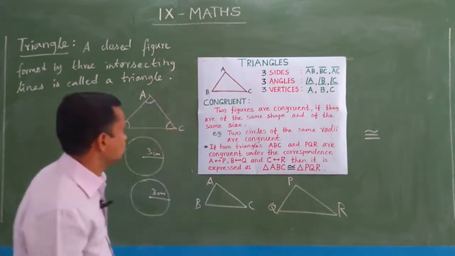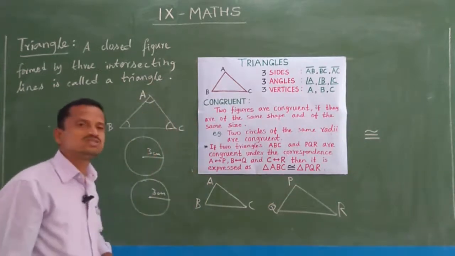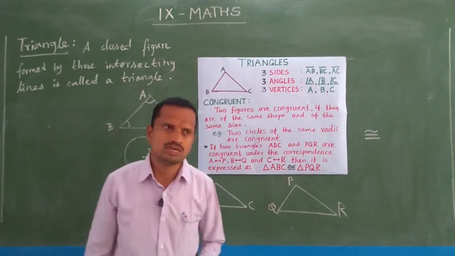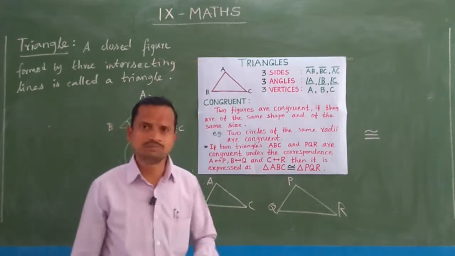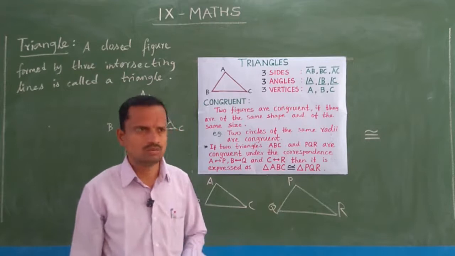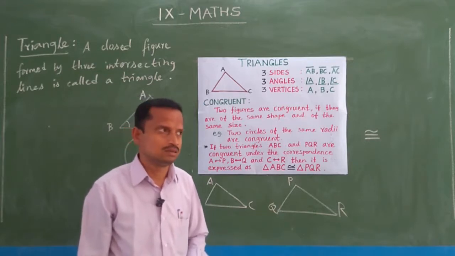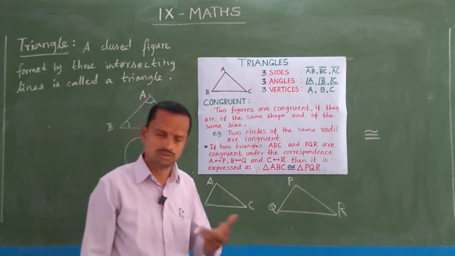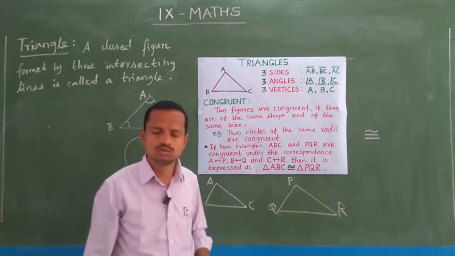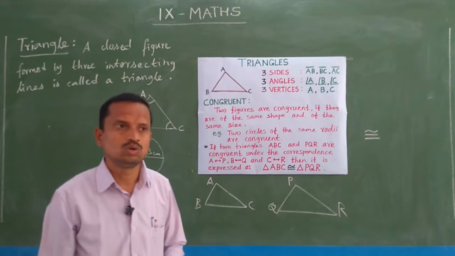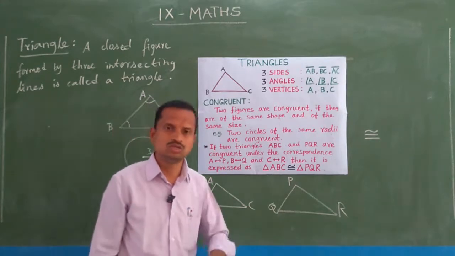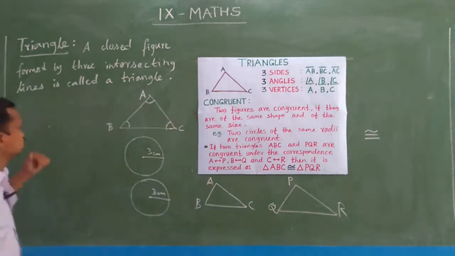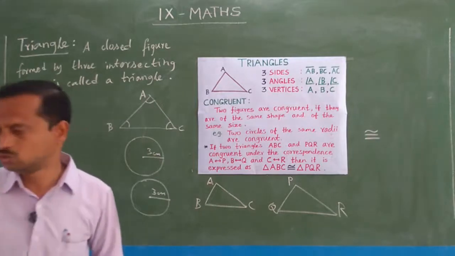Now, how can we say that two triangles are congruent? There are some rules, and we will see them one by one. In the first exercise, two rules are there, and another one is also there. So mainly two congruence rules are there. We will see the first one, that is the SAS rule.